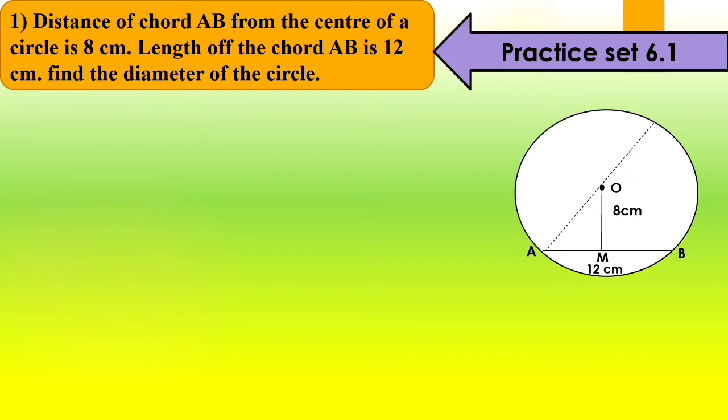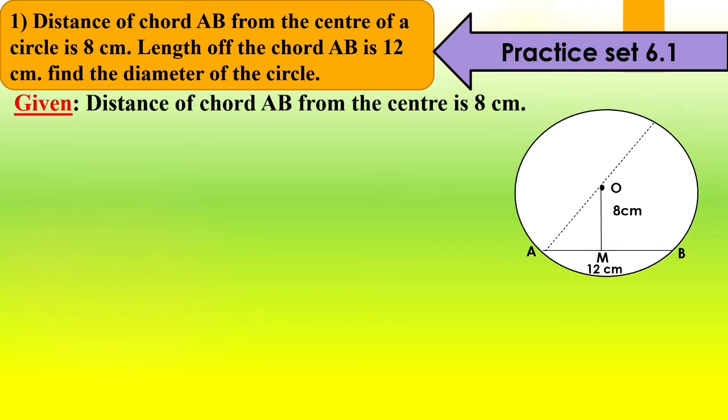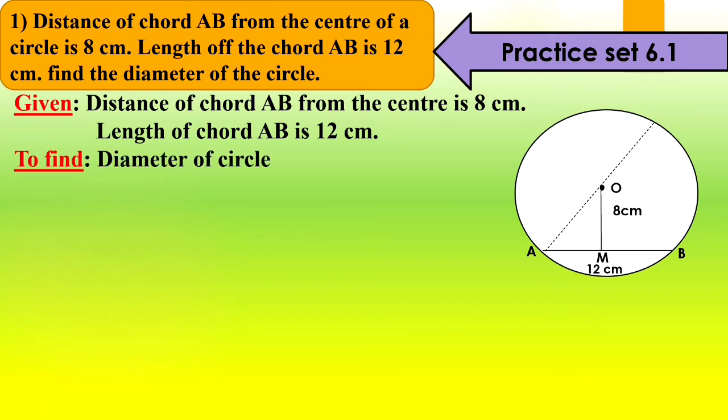So here I have drawn the one figure to the right side of the screen. O is the center of the circle. AB is a chord. The AB value is given 12 cm. So M is the midpoint of AB. So OM, the distance between the center and the chord, OM is given 8 cm. Here we have to find the diameter. Given distance of the chord is 8 cm. Length of the chord is 12 cm. So here we have to find diameter of a circle.